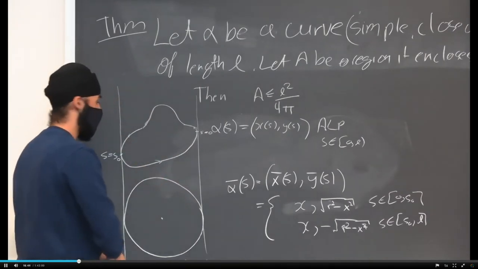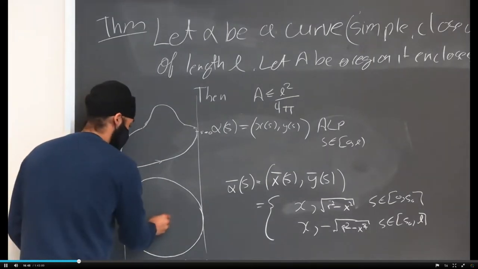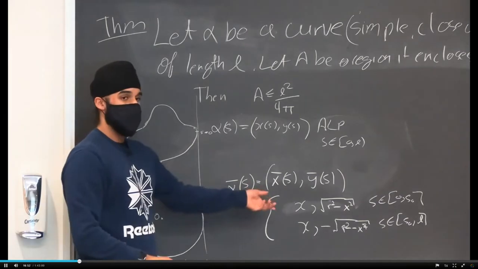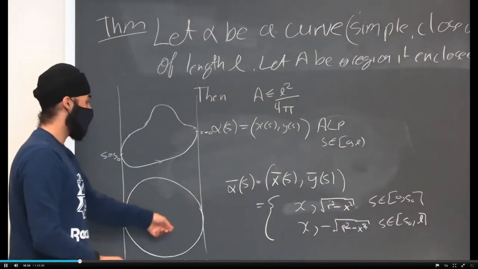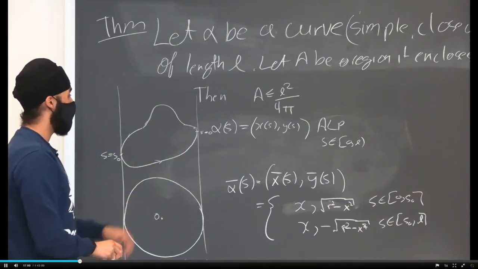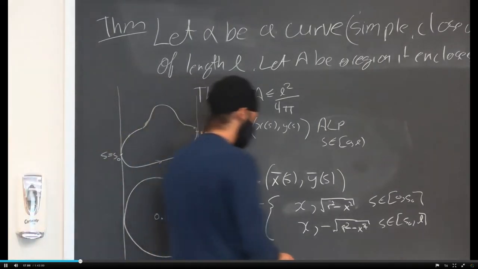And I forgot to mention, our coordinate system starts at the origin of this circle. So this is 0. That's why this formula makes sense. Otherwise, you have to shift it over. But this is the origin. That's the parameterization for this. And now we know how to calculate the area. So why not do that?